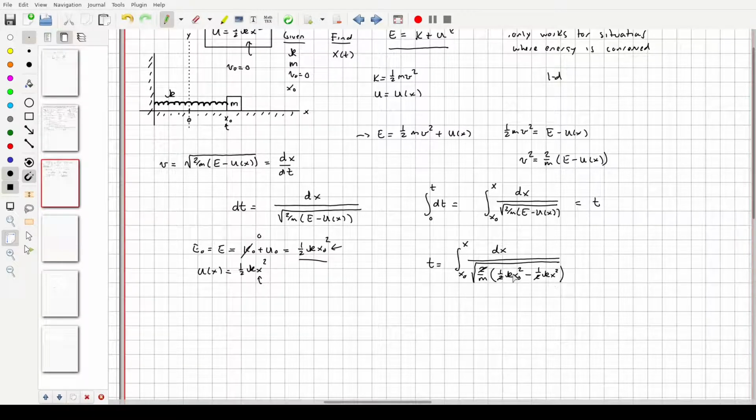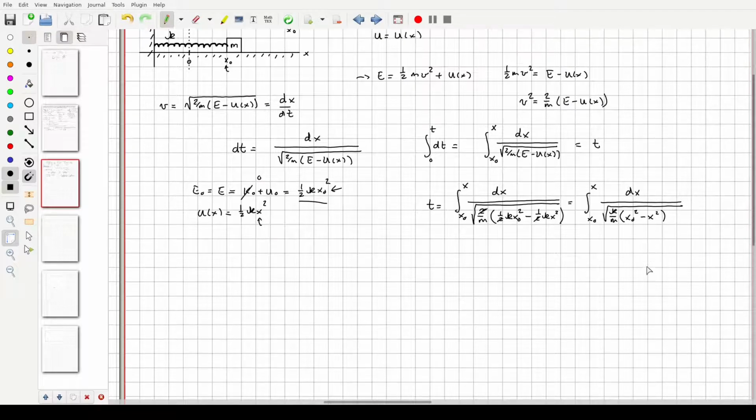Now the next thing I'd like to point out is that these terms both have k. So I can pull the k out and it would be on the top. So our first simplification makes this integral look like the following. K over m, both of which are constants, times x naught squared minus x squared. Now that's looking a lot nicer. Okay, that's looking a lot cleaner.